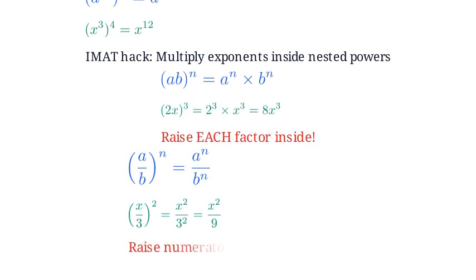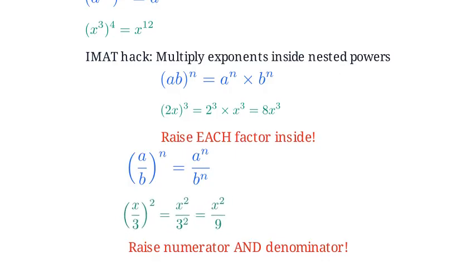Law 5 is the quotient to a power rule. When a fraction is raised to a power, apply that power to both numerator and denominator. So (a over b)^n equals a^n over b^n. Example, (x over 3) squared equals x squared over 9. The denominator must be raised to the exponent as well.